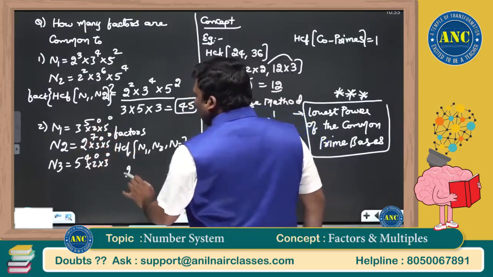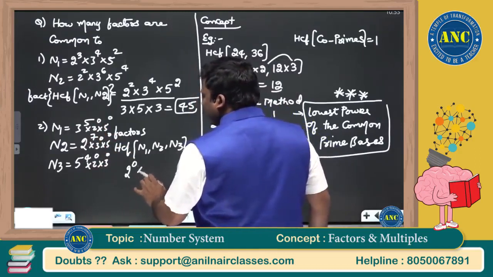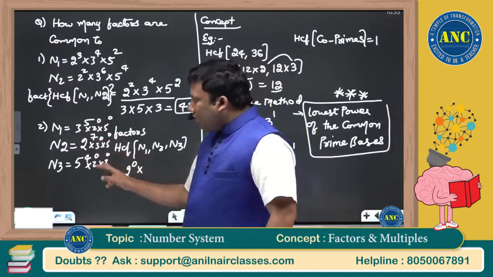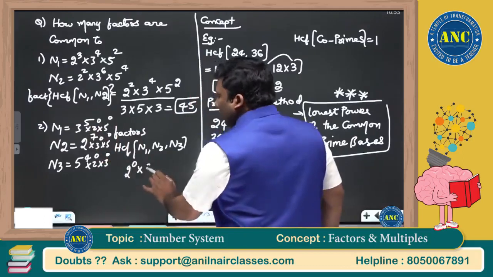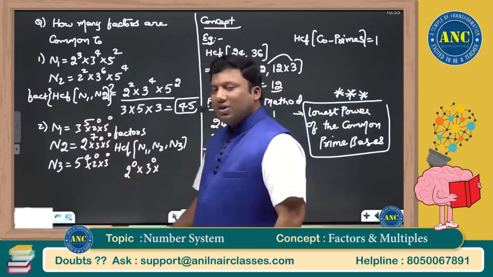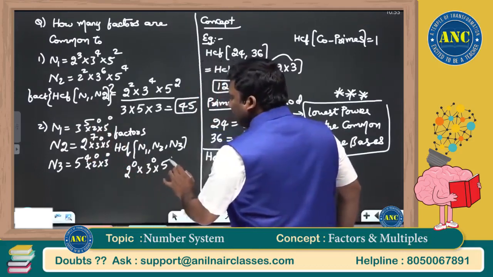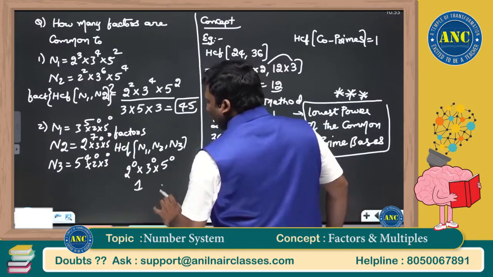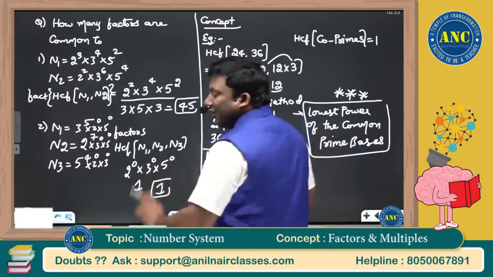What is the lowest power common? 2 power 0, 3 power 0, 3 power 0, 3 power 5. Lowest is 3 power 0. 5 power 0, 5 power 0, 5 power 4. Lowest is 5 power 0. And 1, the only factor for 1 is 1.